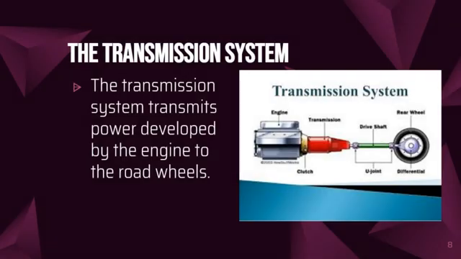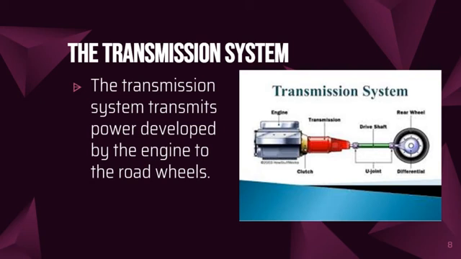We go to the third part of the car. We have the transmission system. So the transmission system transmits power developed by the engine to the road wheels. The movement is to be transferred to the road wheels to cause their rotary motion. Their rotary motion makes possible the movement of the vehicle.